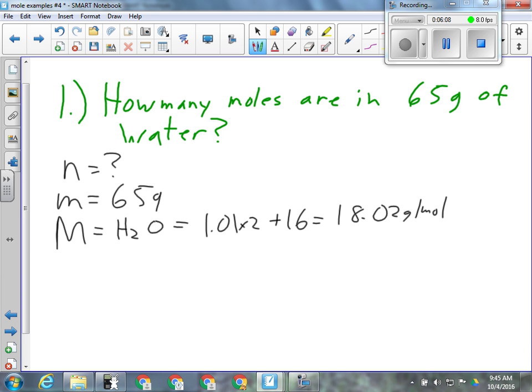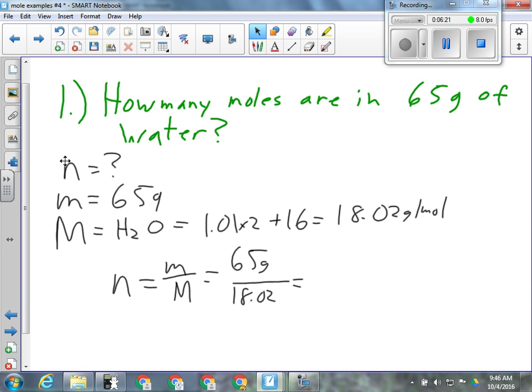All right, now that I have the molar mass, I can easily solve for n. n equals little m over big M. So little m is 65 grams divided by 18.02 grams per mole.